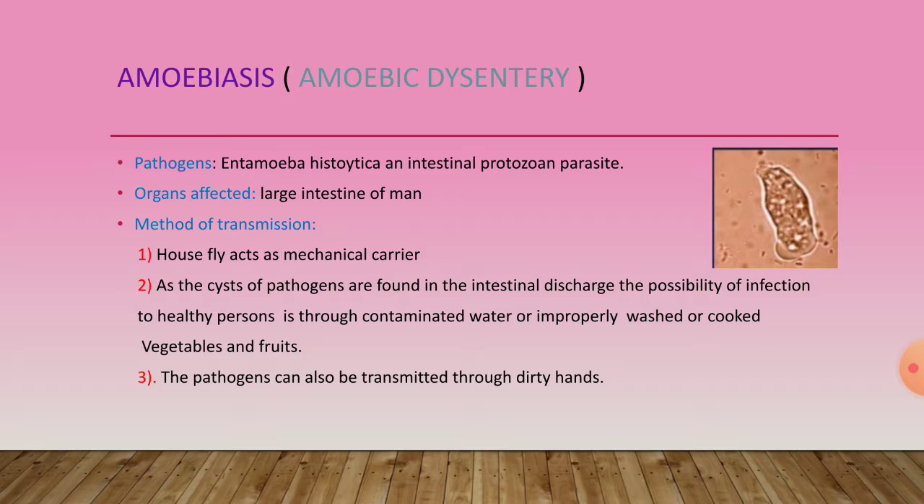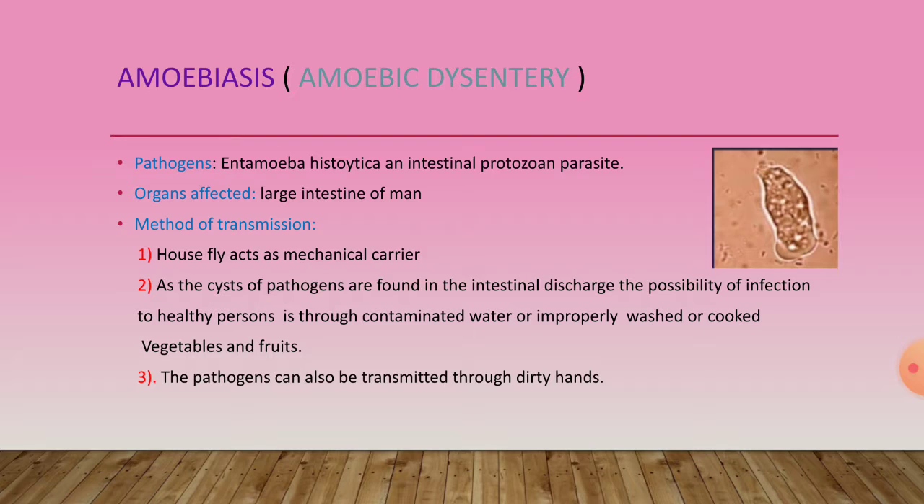Amoebiasis. Our next protozoan disease is amoebiasis, which is also known as amoebic dysentery. The pathogen of amoebiasis is Entamoeba histolytica, which is an intestinal protozoan parasite. The organ affected by amoebiasis is the large intestine of man.